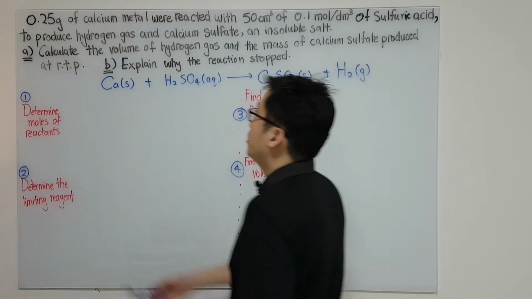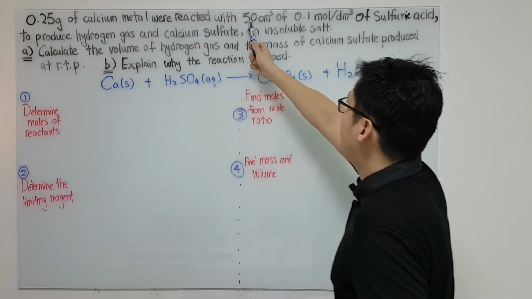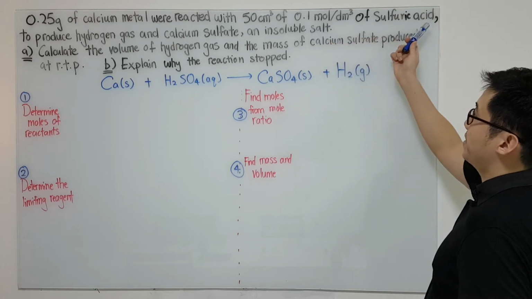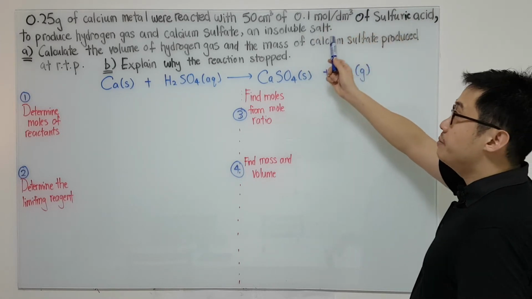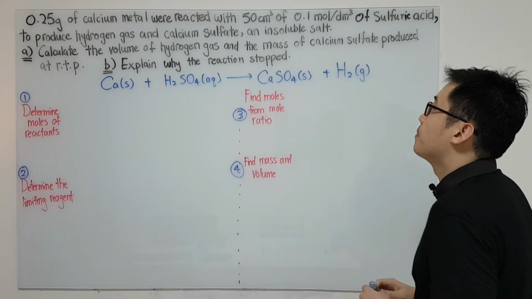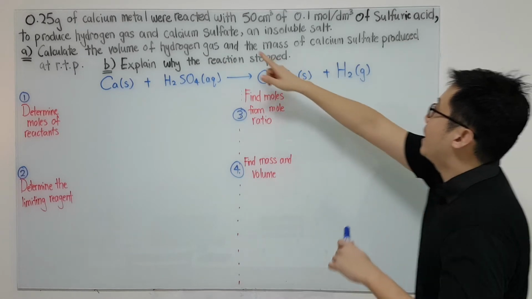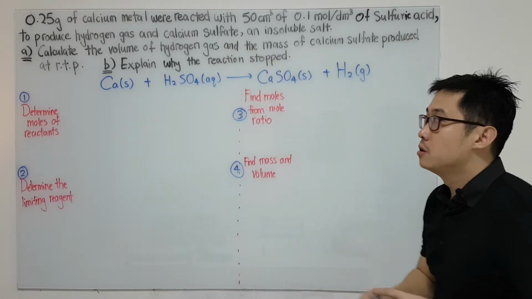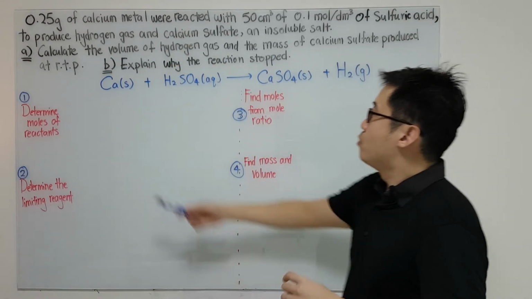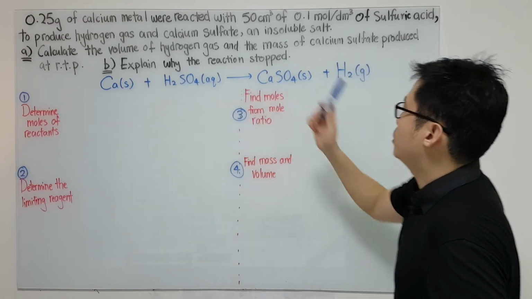Students, in this question here, we are given that 0.25 grams of calcium metal was reacted with 50 cm³ of 0.1 moles per dm³ sulfuric acid. This is your concentration term, okay? It produces hydrogen gas and calcium sulfate, and the question tells you that calcium sulfate is an insoluble salt. Calculate the volume of hydrogen gas and the mass of calcium sulfate produced at room temperature and pressure. That's the first question. And they also want us to explain why the reaction stopped.